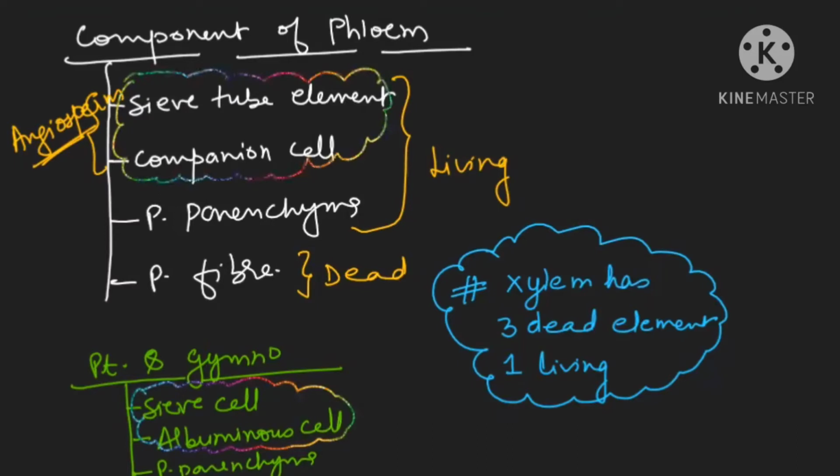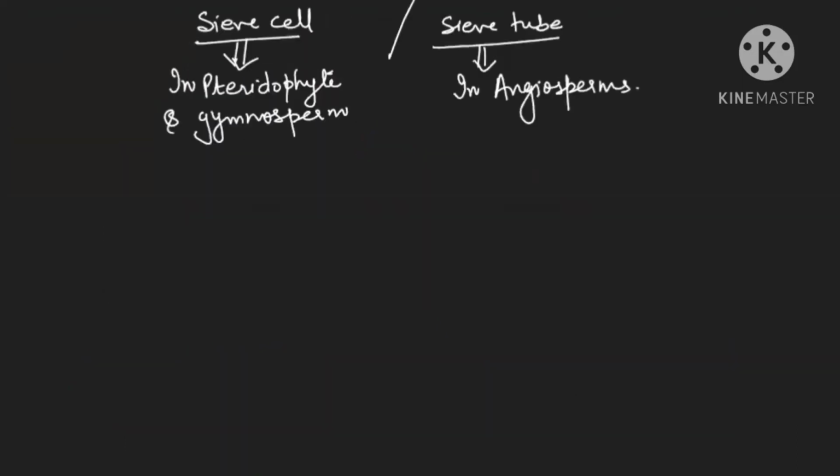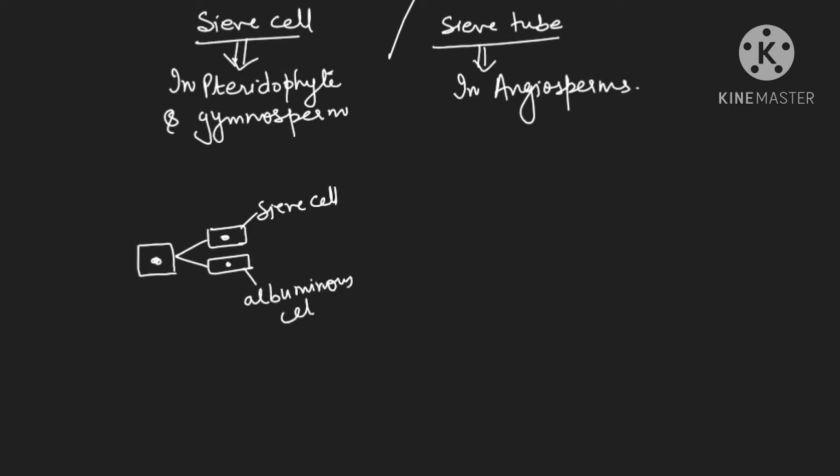So now let us study one by one. Let's try to understand. Let us assume this is one cell, okay? This is the nucleus, and when it divides into two, two cells are formed. This one cell and this one cell. This becomes a sieve cell and this becomes an albuminous cell. And this condition is seen in the pteridophytes and gymnosperms.